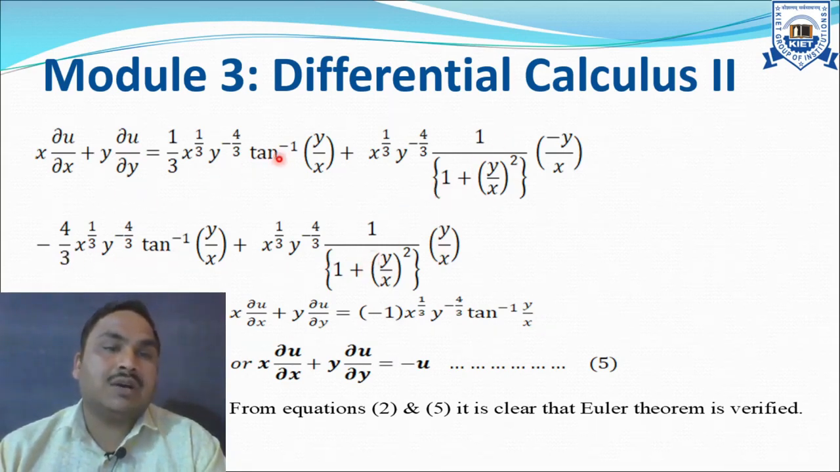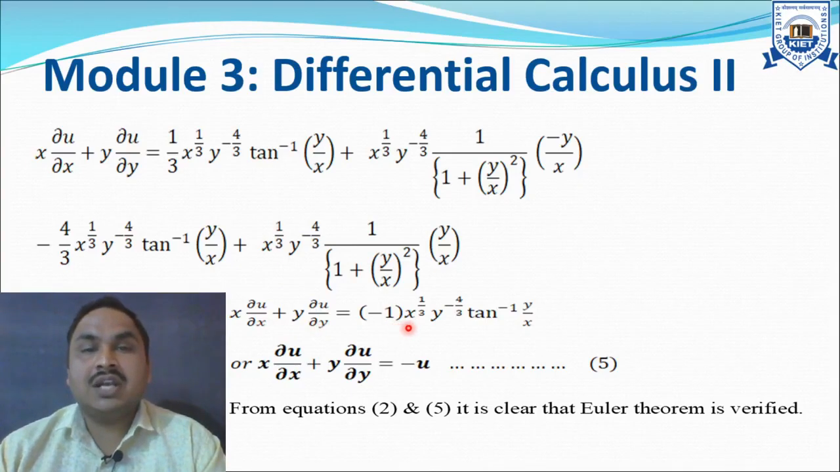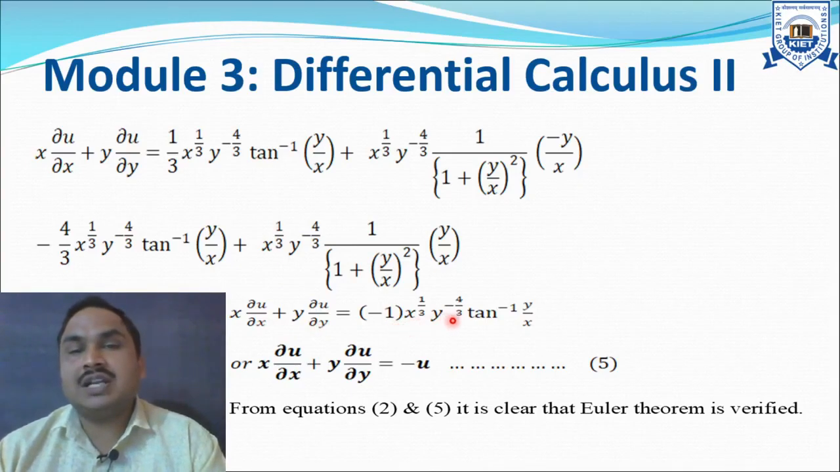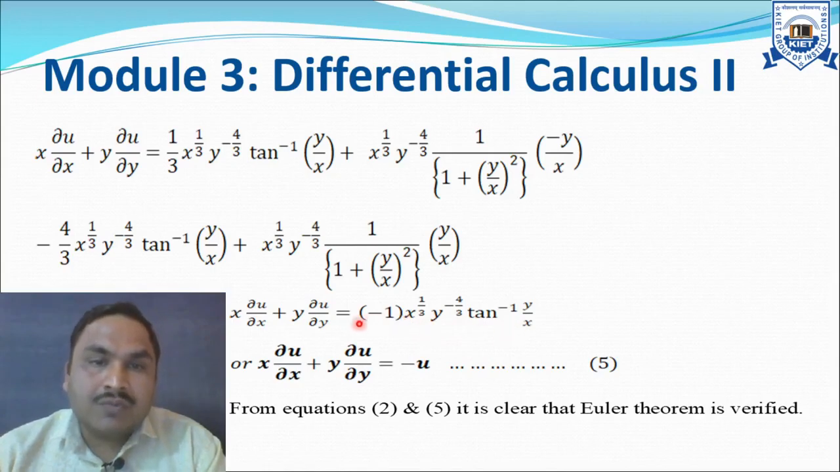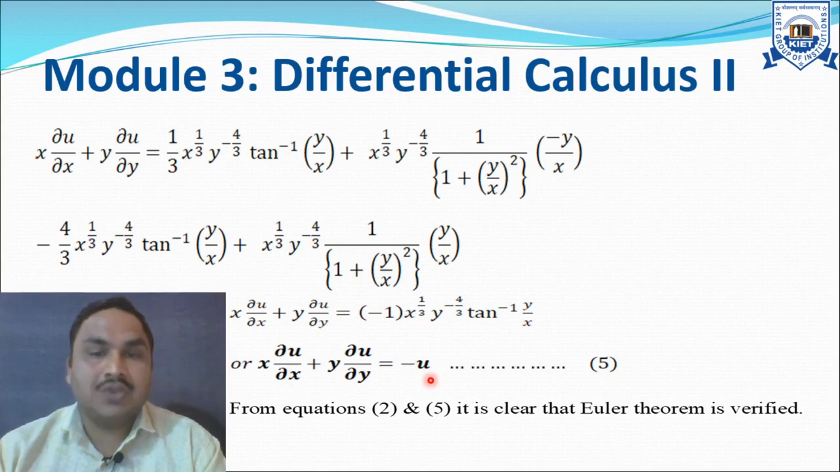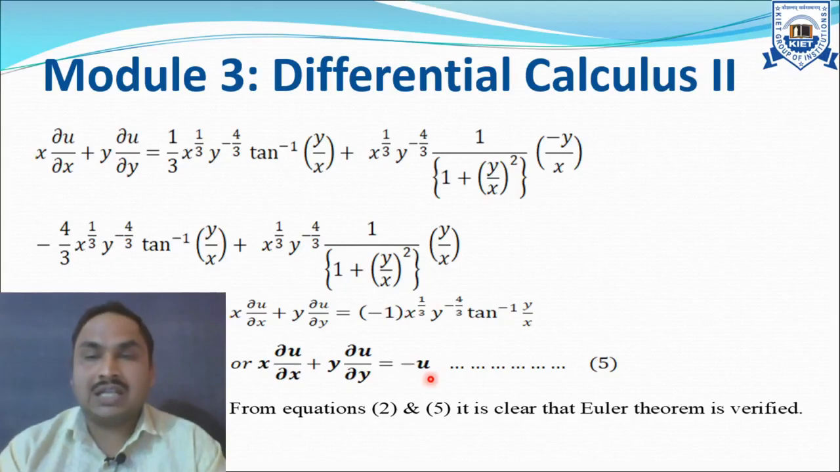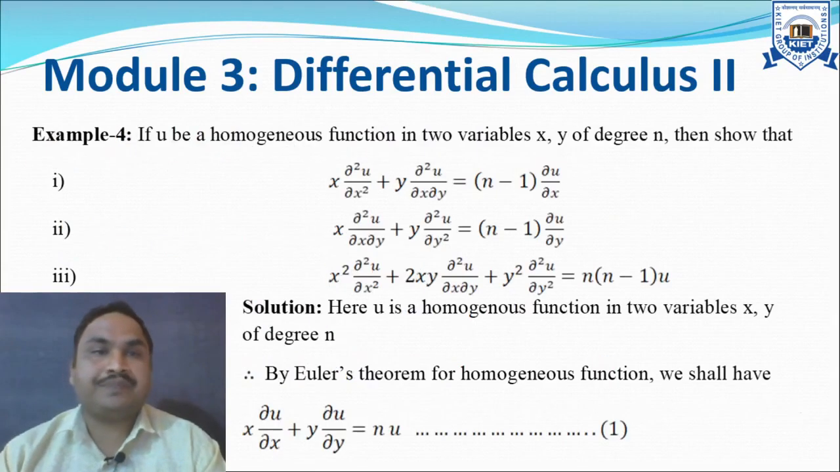simplify these two terms and get x del u by del x plus y del u by del y equals minus 1 into x raised to the power 1 by 3, y raised to the power minus 4 by 3, into tan inverse y by x. So this is nothing but the value of u. The value of u multiplied with minus 1 will give you minus u. So from equations 2 and 5 we conclude that Euler's theorem is verified, as both results obtained are the same.